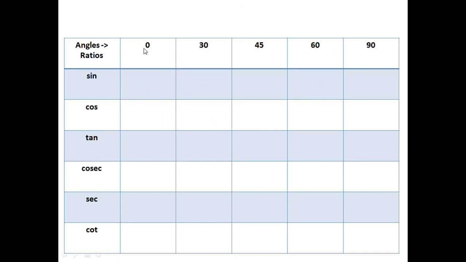So sine 0 degree we got 0. Sine 30 degree we got 1 by 2. Sine 45 degree, 1 by root 2. And sine 60 degree, root 3 by 2. And sine 90, just now we have seen, that is 1.